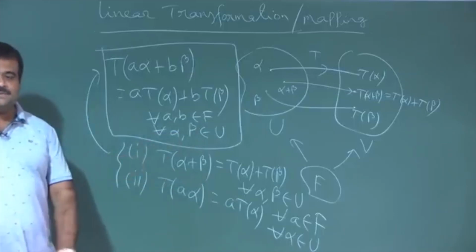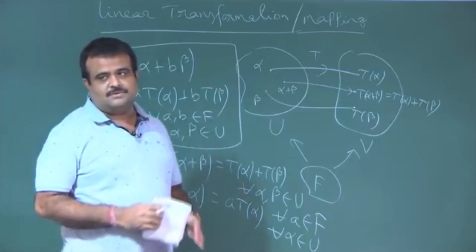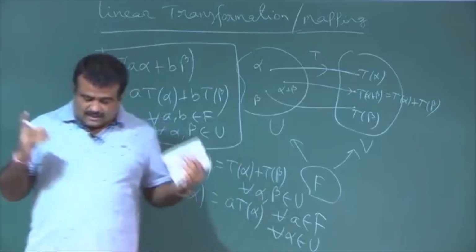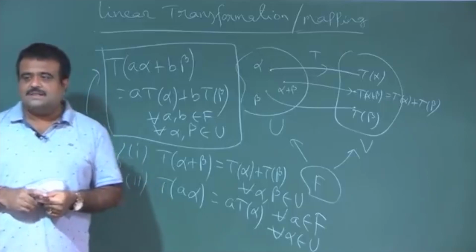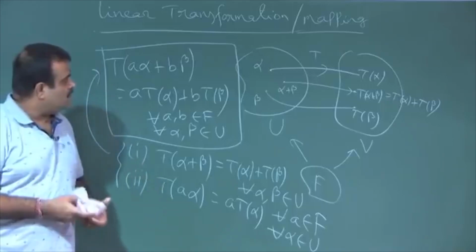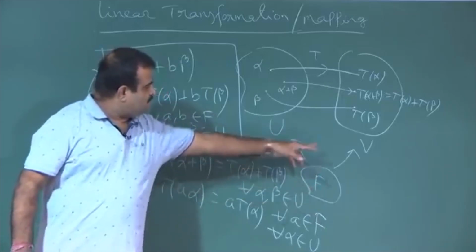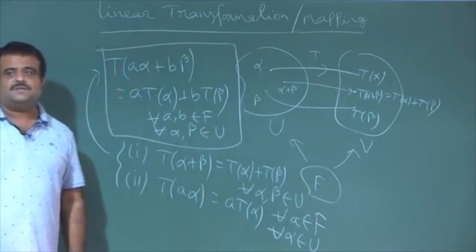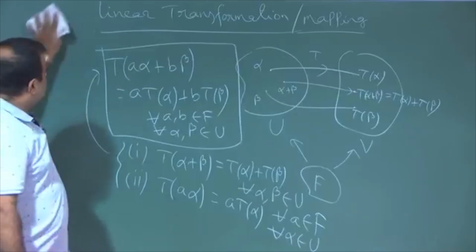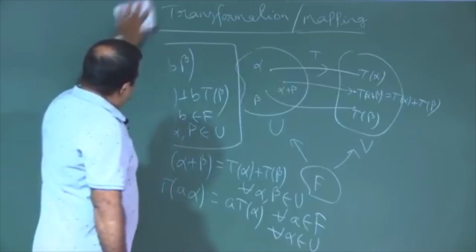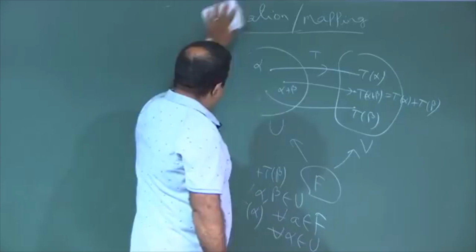So either we take these two conditions or we take the single condition, and this must be true for all scalars A, B and all vectors alpha, beta from U. If this is satisfied, then we call the mapping T a linear transformation or linear mapping. But U and V have to be vector spaces over the same field. Now we will take some examples of linear transformations.